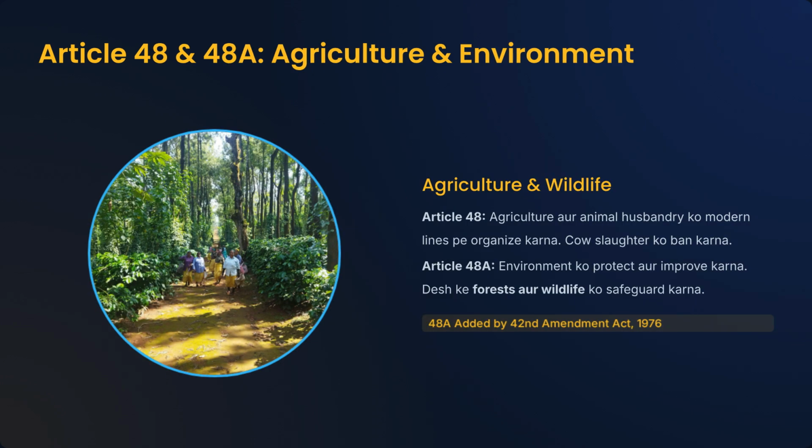Articles 48 and 48A deal with agriculture and environment. Article 48 directs the organization of agriculture and animal husbandry on modern lines and the prohibition of cow slaughter. Article 48A, added by the 42nd Amendment Act, 1976, mandates the protection and improvement of the environment, forests, and wildlife.